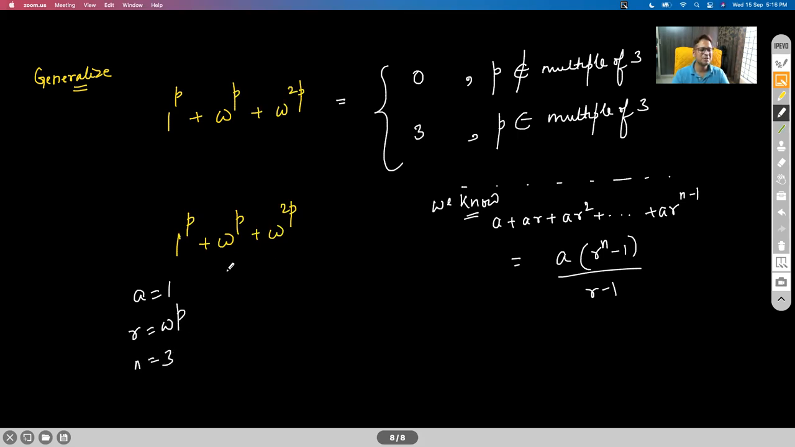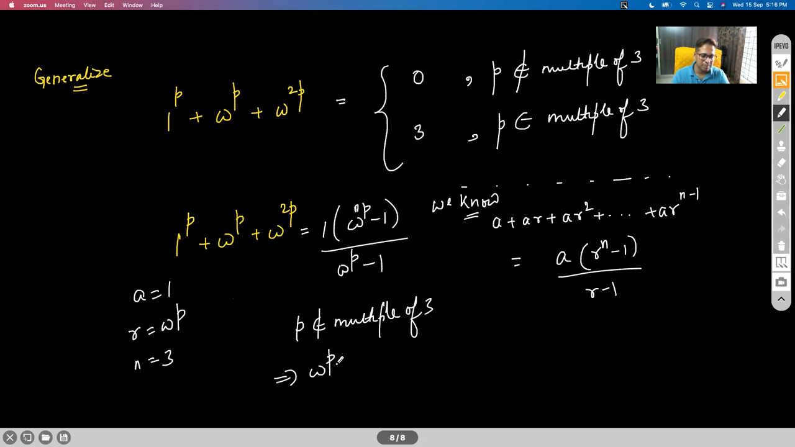So as per this, your sum will be how much? Sum will be a, which is 1, okay, let me write equal to here, else you'll think I'm summing up that. One, omega to the power p raised to the power n, so omega to the power np, minus one, by omega to the power p minus one. Correct. Now please note, since p is not a multiple of 3, which means omega to the power p cannot be 1, your denominator will be a non-zero term, whereas your numerator will become 1 minus 1.